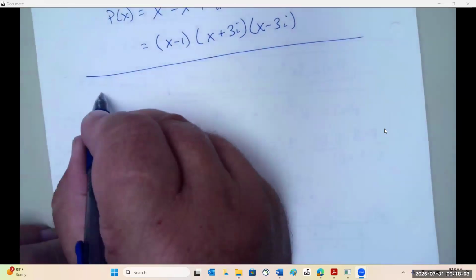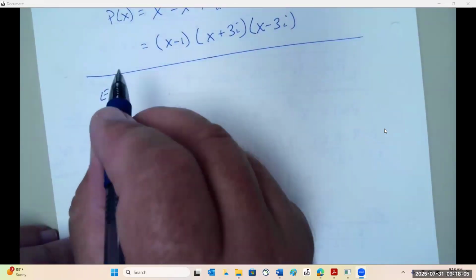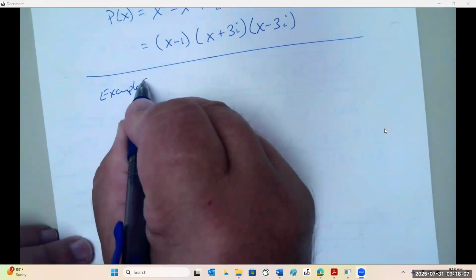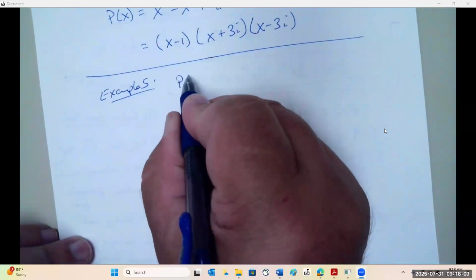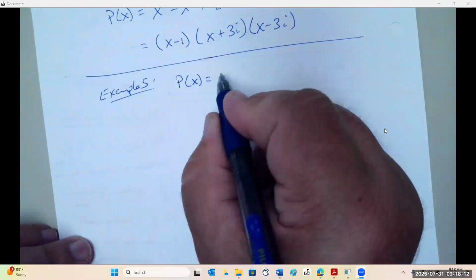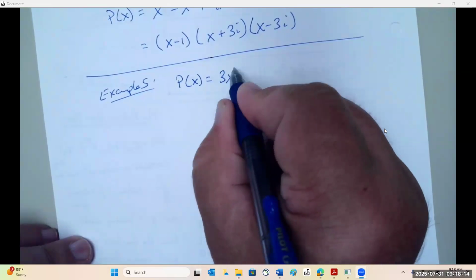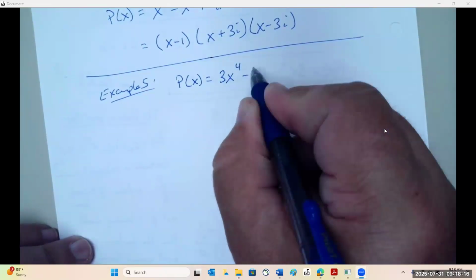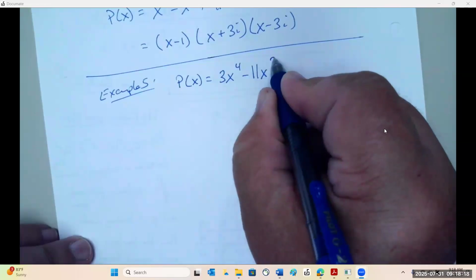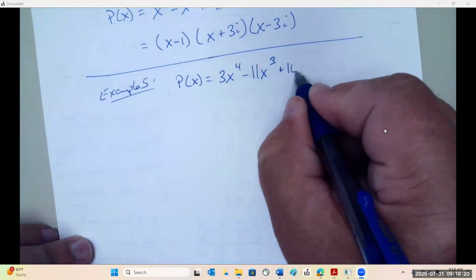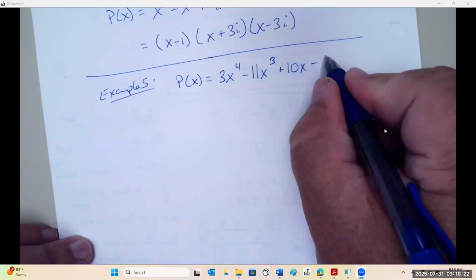So let's look at this one again. This example 5. Our polynomial is p of x equals 3x to the 4th minus 11x cubed plus 10x minus 4.